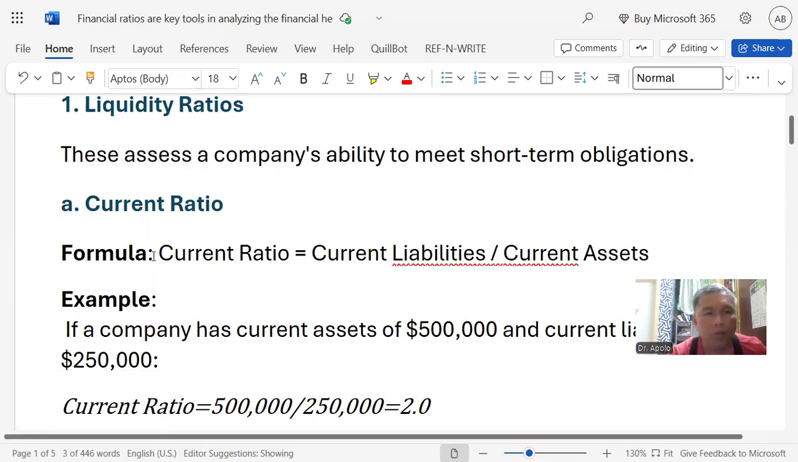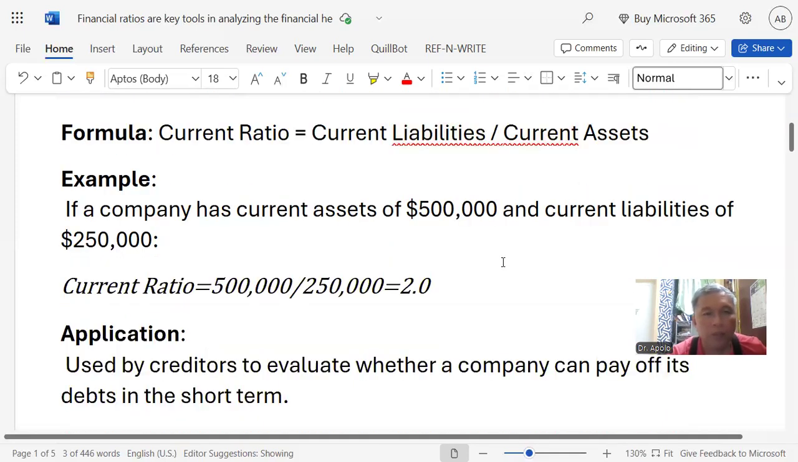We have current ratio. The formula is current liabilities, that means the loans or any indebtedness, divided by current assets. Example, if a company has current assets of 500,000 and liabilities of 250,000, the current ratio is 2.0. That means this is liquid. If it's below 1, that means illiquid or negative. So 2 is okay, healthy.